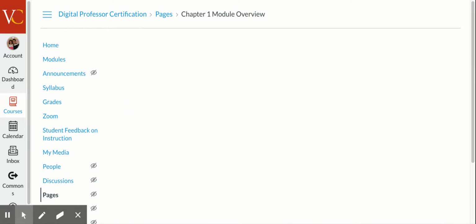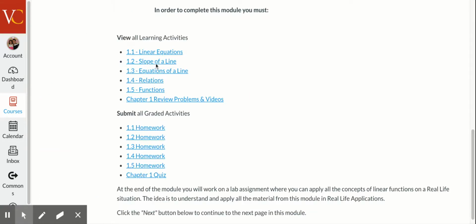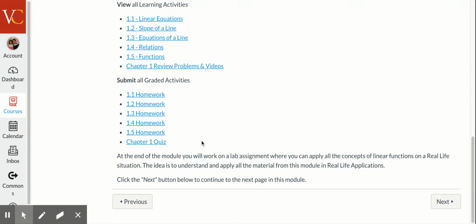The first section was 1.1 Linear Equations, then it goes to slope of a line, and we'll have the same lecture, then problems, examples, and homework. Same thing for 1.3, 1.4, 1.5. At the end, they'll have a chapter 1 review with problems and videos. These problems will be solved one step at a time. And again, these are the homeworks for every single section. At the end of the chapter, they will have a chapter 1 quiz.